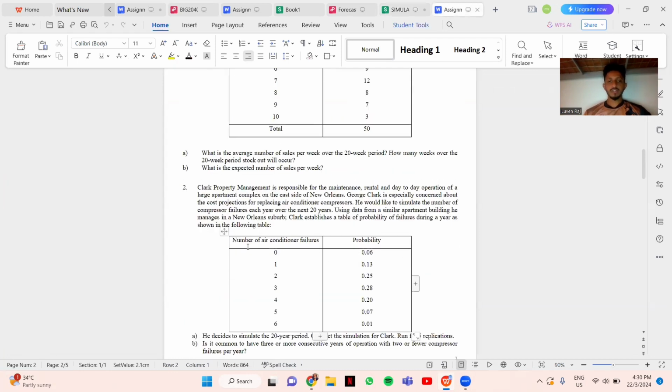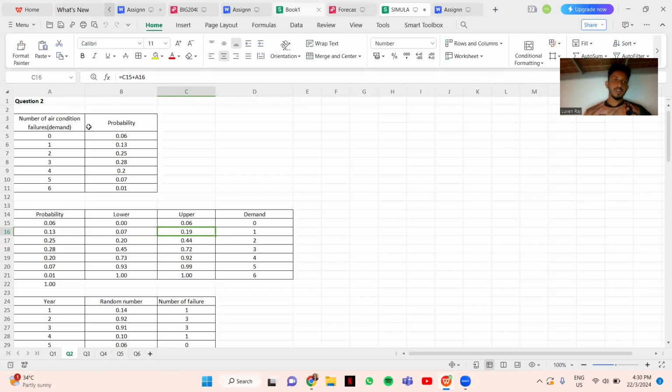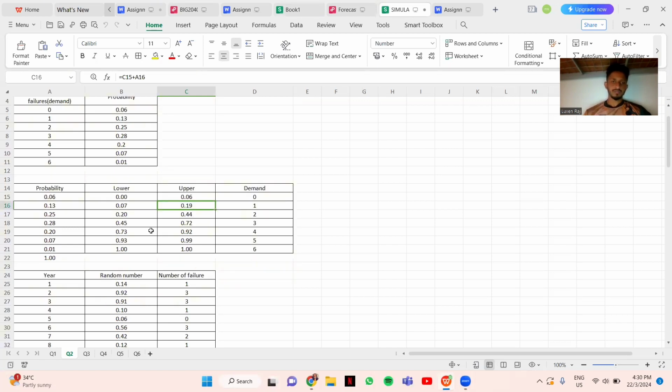These are the questions. The number of air conditioner failures and the probability have already been given. We have to find the upper first. It is equal A15, so we get the same number 0.06. Then moving to 0.19, it is C15, which is 0.06, plus 0.13, and we get 0.19. It is almost the same for all the numbers: 0.44, 0.72.